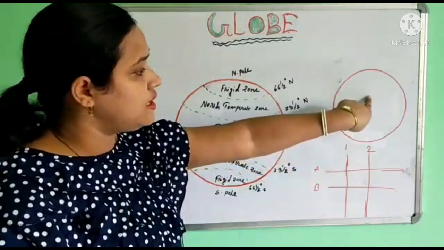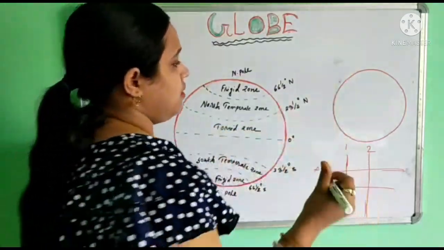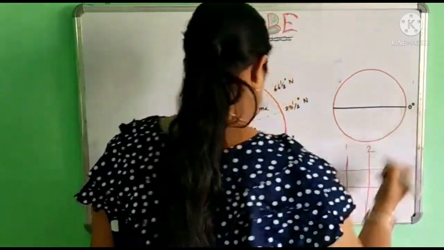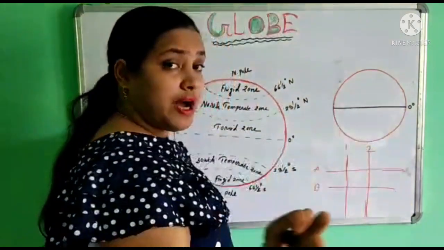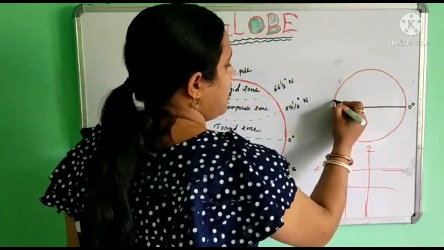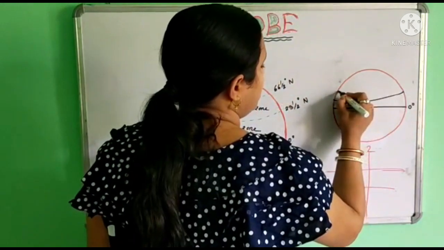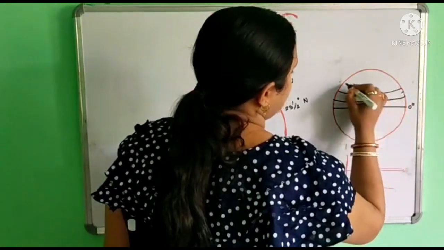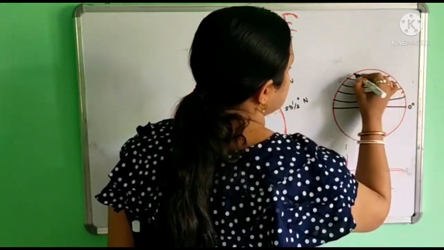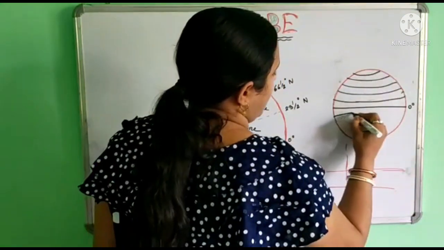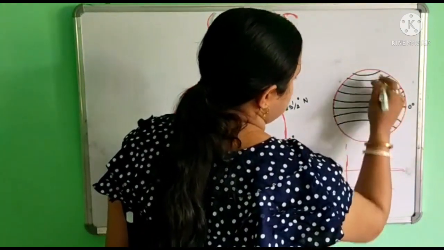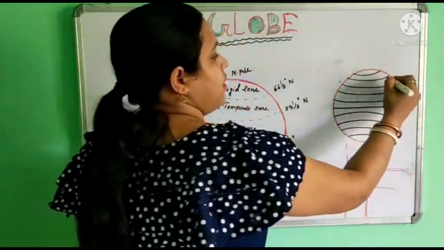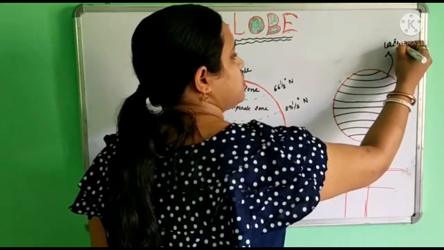Now this is our simple earth. Now this 0 degree divided our earth into two equal parts, northern hemisphere and southern hemisphere, and all the parallel circles which come from the equator up to the pole are known as parallels of latitude, and these are in the northern hemisphere and these are in the southern hemisphere. Okay, so these are the parallels of latitude.